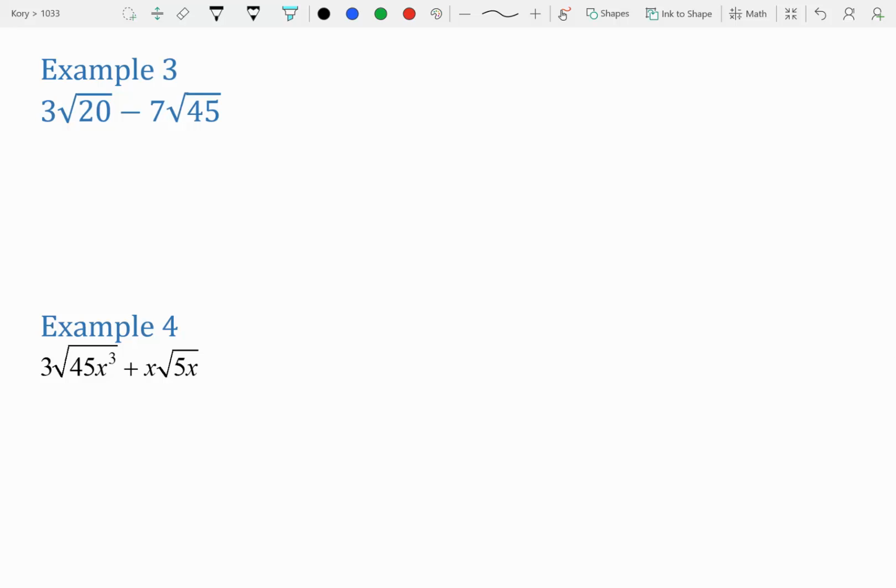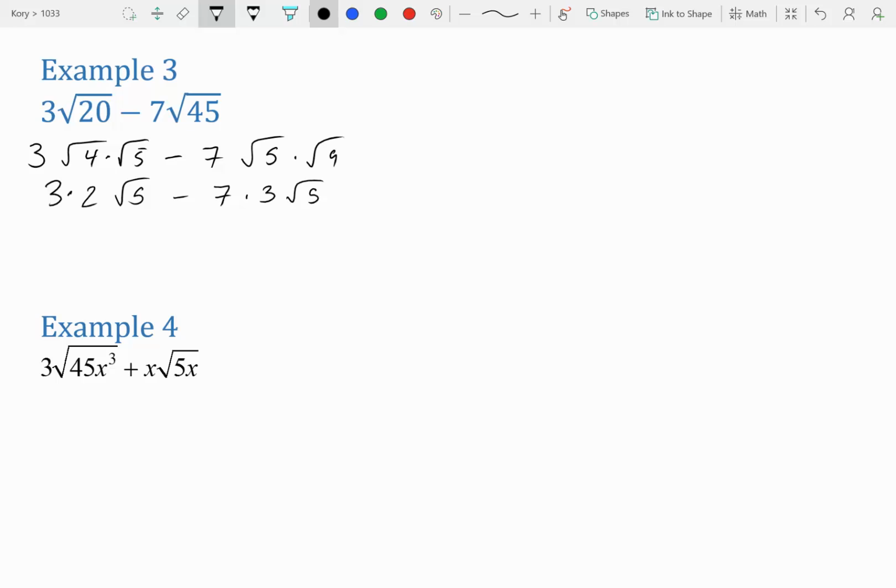Example 3. Simplify, then try to add. So we can break down 20 into 4 times 5. And we can break down 45 down into 5 and 9. So we're going to take the perfect squares where we can. So we have 3 times the square root of 4 is 2 times the square root of 5 minus 7 times the square root of 3 times the square root of 5.